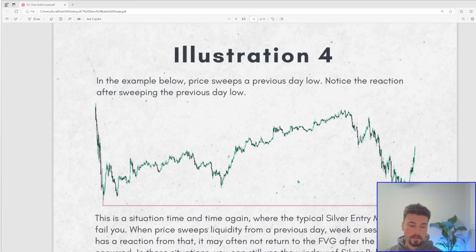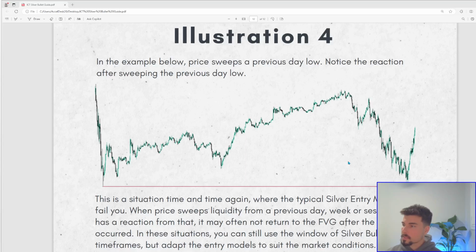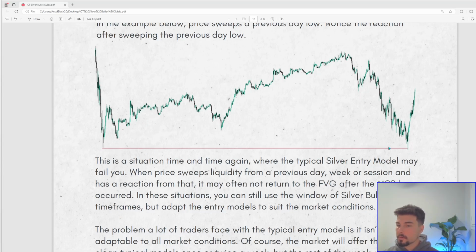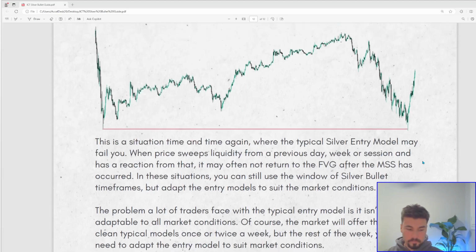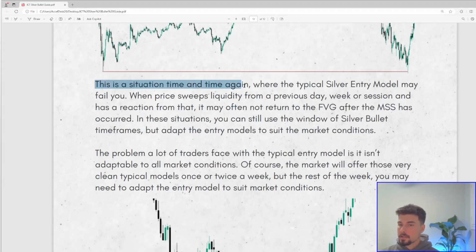So again, illustration 4 is what happens when price sweeps a previous day low, a previous day high, previous week low, a previous week high. Look at the reaction here. We sweep that previous week low. This is in London session, by the way. I think it's from a couple of days ago, last week. Now, this is a situation where the typical silver bullet entry model probably is not going to work.